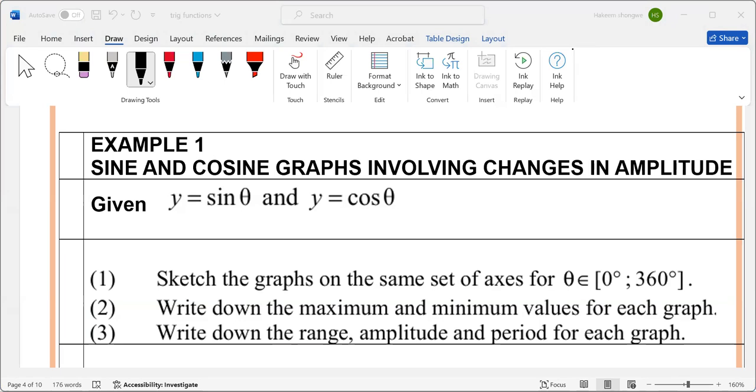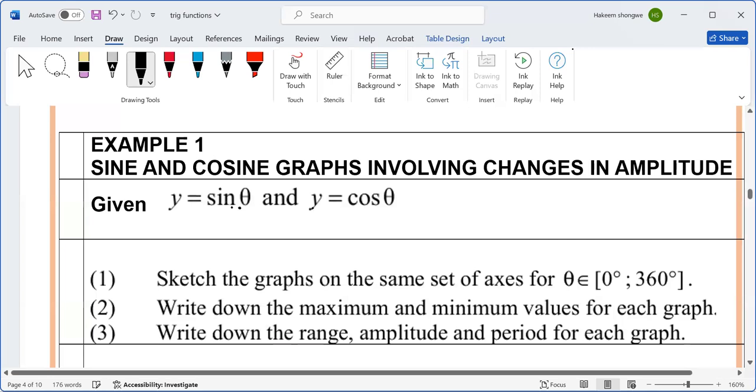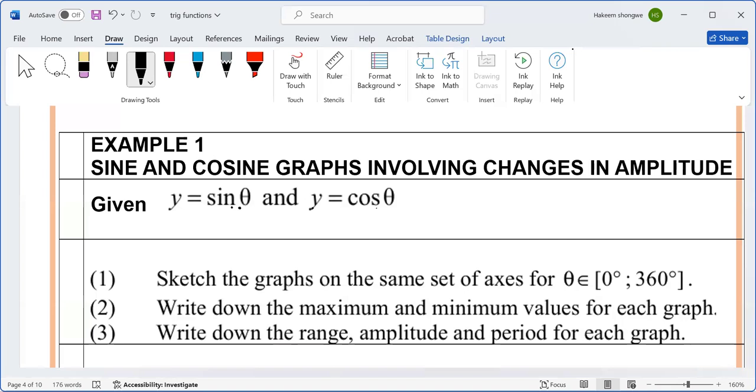So number one, we are given y equals sine of theta, and then y equals cos of theta. They say sketch the graph on the same set of axes from 0 up until you get to 360. You are given the domain. Start at 0 and end at 360. Is that clear? Where are you going to start? At 0. Where are you going to end? At 360.